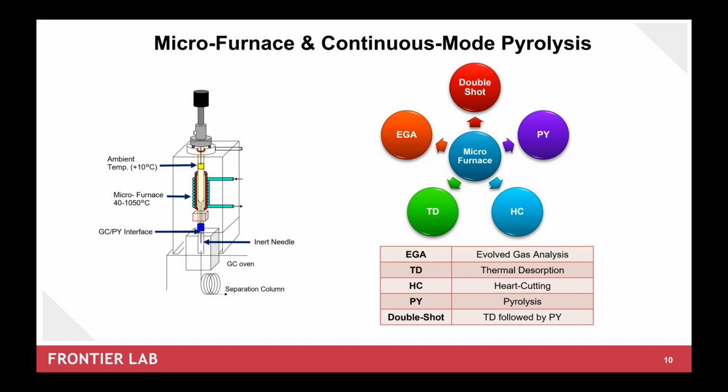Also, with microfurnace technology, you can perform thermal and multiple separation analysis. For example, you can perform evolved gas analysis, thermal desorption, flash pyrolysis, double shot, and hard cutting. But today, we will focus on the evolved gas analysis and thermal desorption modes of operation in microfurnace.